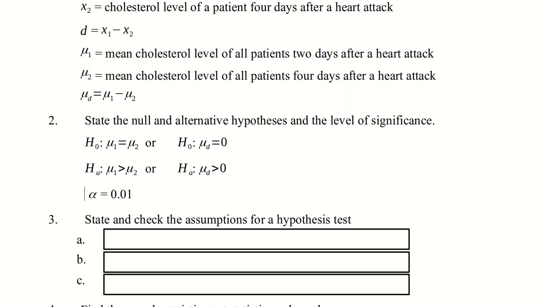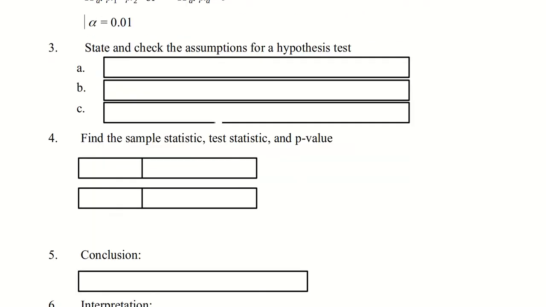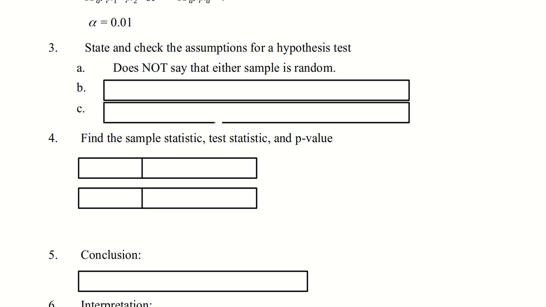Now we have to go through and check our assumptions. And at this point you might be saying to yourself, well, we haven't seen this before. And so let's just state it literally. It does not say that either sample is random. So at this point, that's exactly what we have to do.